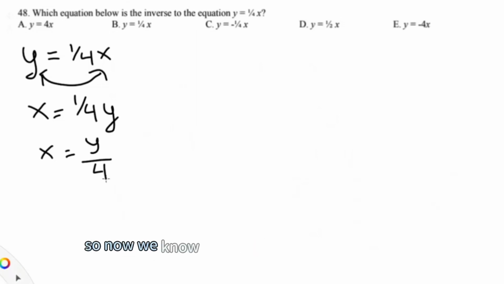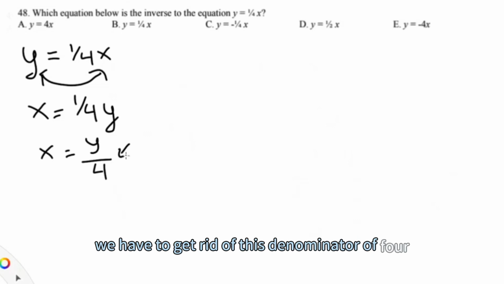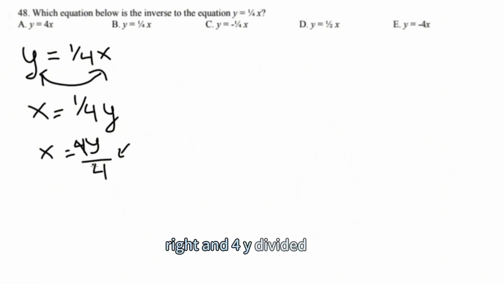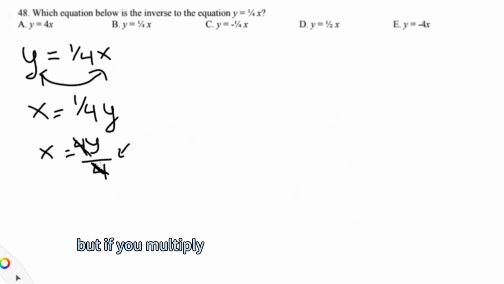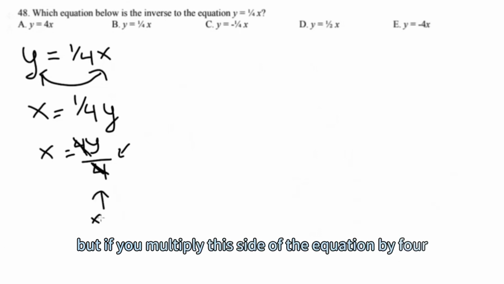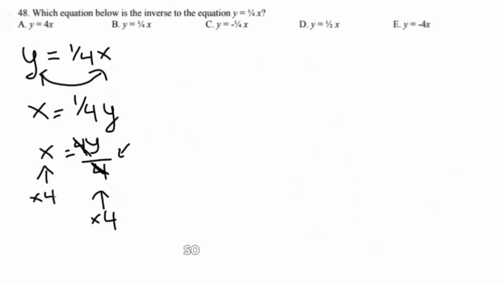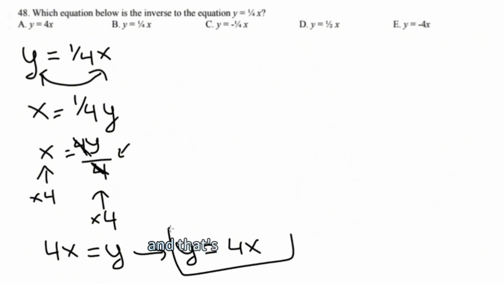Now that we know that, if we want to get y by itself, we have to get rid of this denominator of 4. To do that, we can multiply the top by 4 to make this 4y. And 4y divided by 4, the 4's cancel out, and that's just y. But if you multiply this side of the equation by 4, then we also have to multiply this side by 4. So that becomes 4x. So now we get 4x equals y, or y equals 4x, and that's your answer.